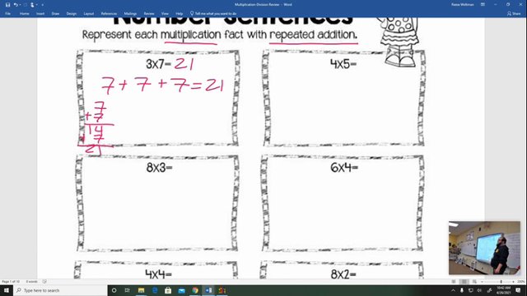Brewer, question? Yes. Okay, 4 times 5. What are we going to do for 4 times 5, Joel? To make it into a repeated addition problem.